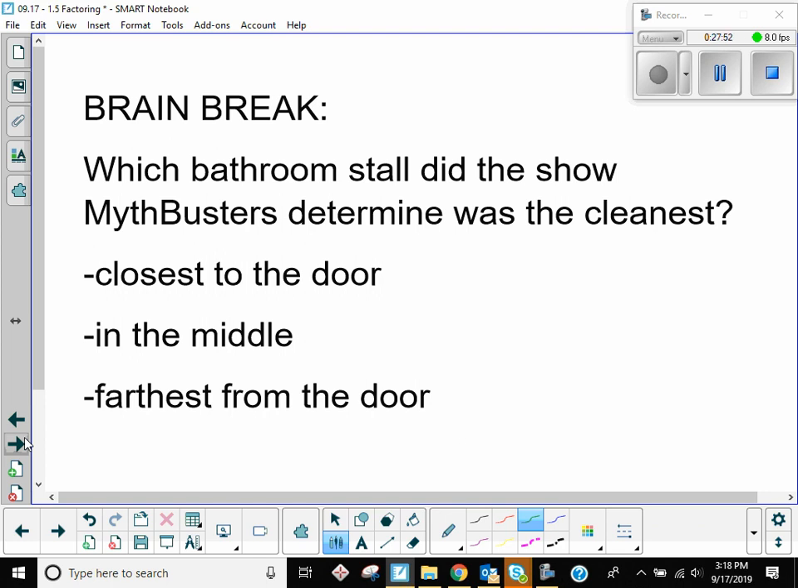Which bathroom stall did the show Mythbusters determine was the cleanest? The ones closest to the door, in the middle, or farthest from the door? Which do you think? Closest to the door? Anyone else? Middle ones? Those are the ones closest to the door. Because everyone assumes it's the most used stall, so what do they do? They skip it, thereby making it the most unused stall, right? So it ends up being the cleanest one.